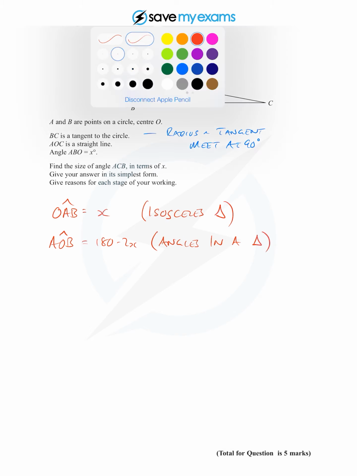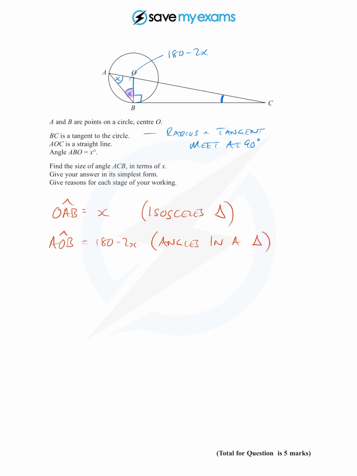What happens next? Well, looking at my diagram, now that I can see it again, I've got a straight line here, and so BOC adds up with AOB, which is this one, to give me 180. So BOC must just be 2x, so that when I add those two together, I get 180. So let's write that down. Okay, BOC is therefore 2x, and we can say that's angles on a straight line.